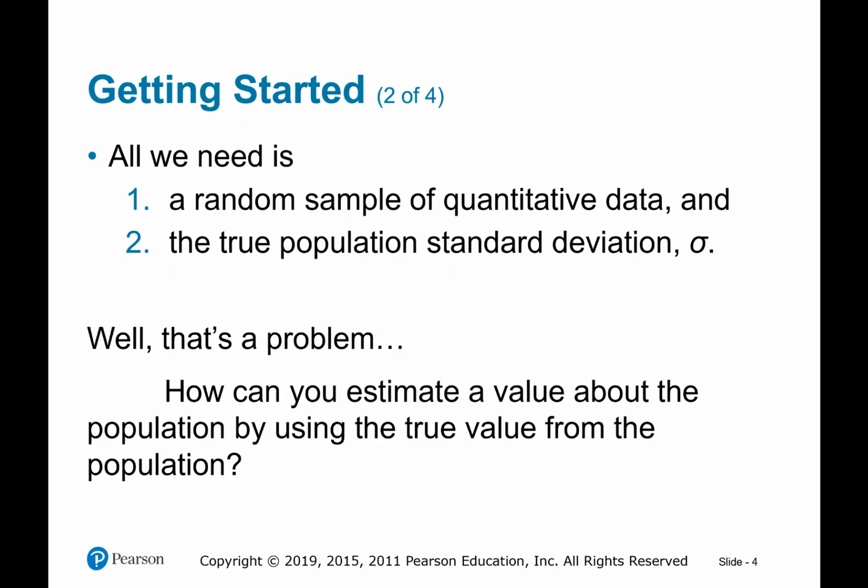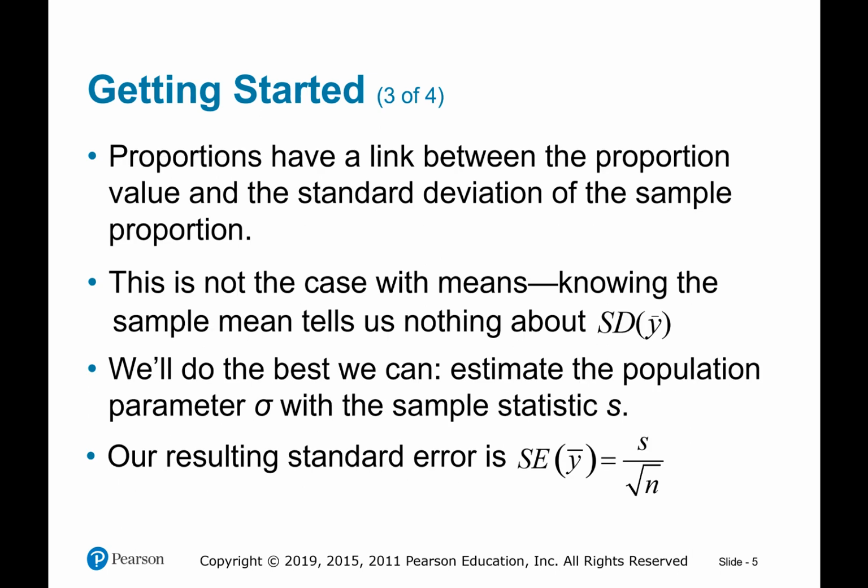So we need a random sample and we need the true population standard deviation. Wait a minute, hold on. If we already knew the real population standard deviation, wouldn't that imply that we also know the true population mean? What are we doing all this testing for? Why are we taking samples? Well, yes. Frequently, we do not know the population standard deviation. So, how do we proceed? We estimate.